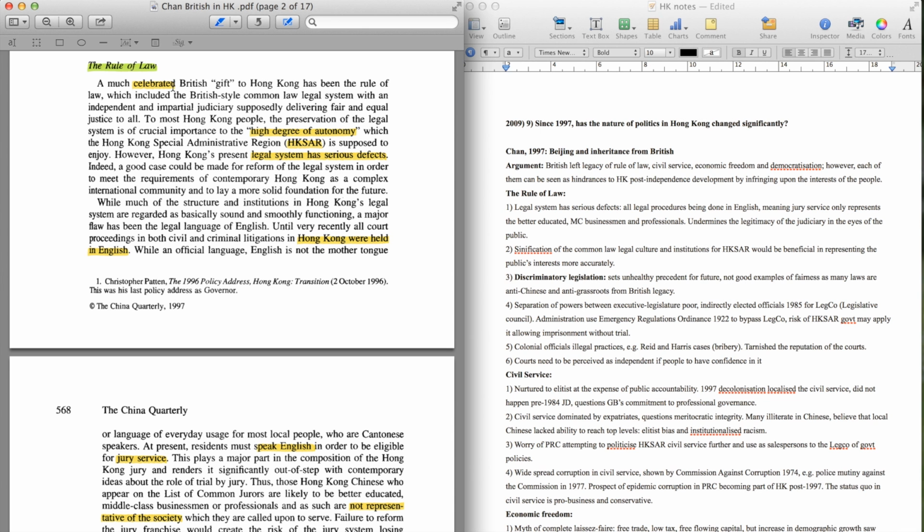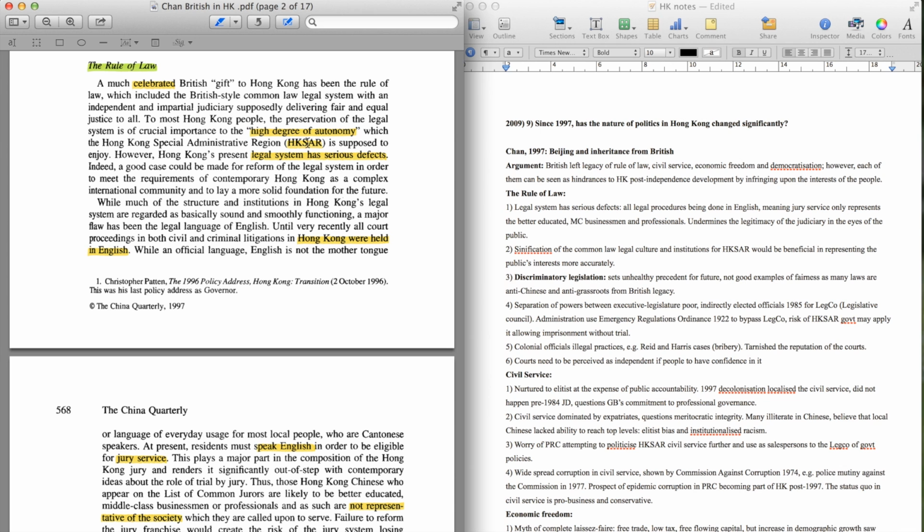So, from celebrated, it would seem as though the British legal system is typically perceived as something fantastic because, I don't know, it seems to have some sort of high degree of autonomy. Okay, so this is the name of what Hong Kong is typically called.